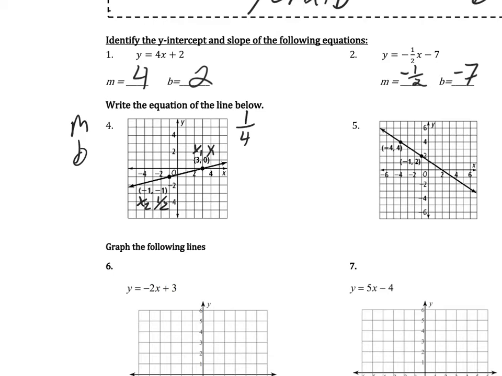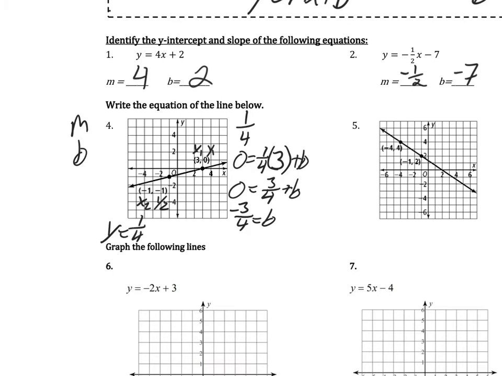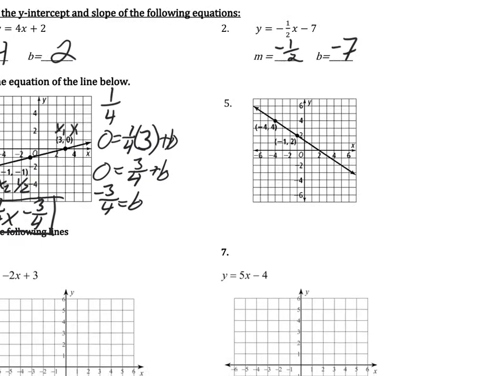I'm going to plug in my first point. So 0 for my y-coordinate, 1/2 for my slope, 3 for my x-coordinate, plus b. And I want to find b. So 0 equals 3/4 plus b. Subtract over your 3/4. I'm going to have -3/4 equals b. So my final equation is going to be y equals 1/4 x minus 3/4. So that is what I am looking for.